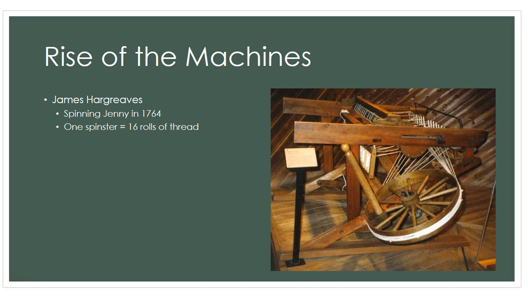Using this invention that he made, the spinning jenny, one spinster could now make 16 rolls of thread. And that's a huge upgrade over the one roll of thread that someone could make using a regular spinning machine. So with this new spinning jenny, one spinster can now make 16 rolls of thread. So you're basically multiplying your production by 16 times.